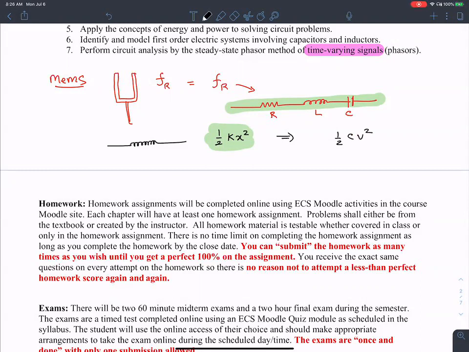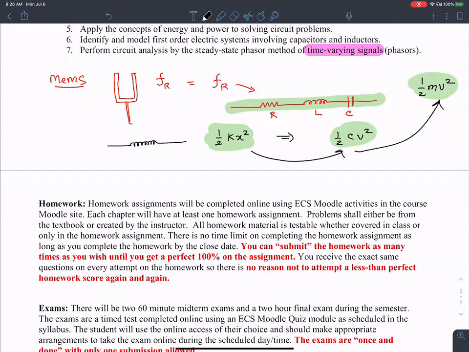1/2 CV squared, the energy stored in a capacitor, where C is the capacitance, V is the voltage across the capacitor. 1/2 mv squared, the kinetic energy of a moving body with mass m and velocity v. So all of these familiar forms of energy have parallels across different domains. The mechanical domain has a parallel in the electrical domain.